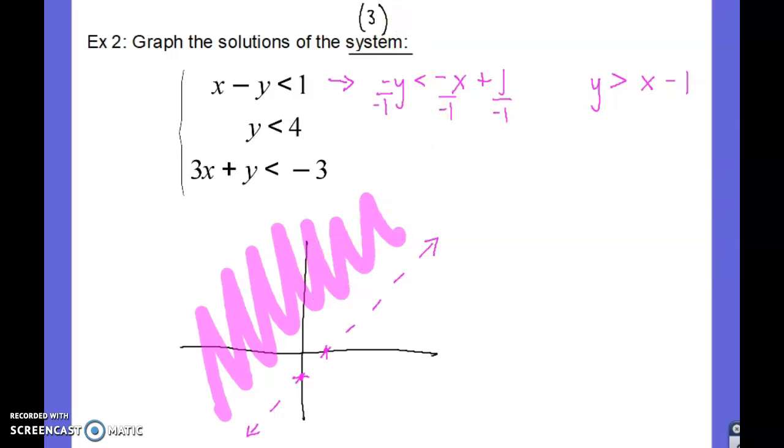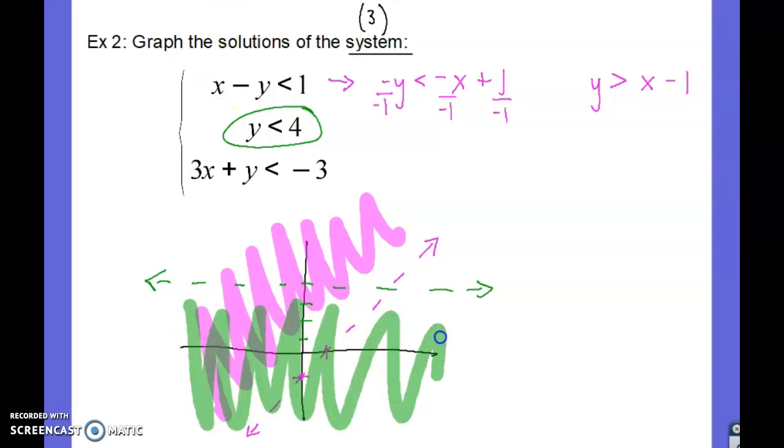Now the next one maybe I won't even show much work with, because I hope you remember that y equals a number is just a horizontal line. So go up to y is 4. So we're looking at this, and less than, you want to shade below that line. So below that line. So right now where they overlap is this bottom left.